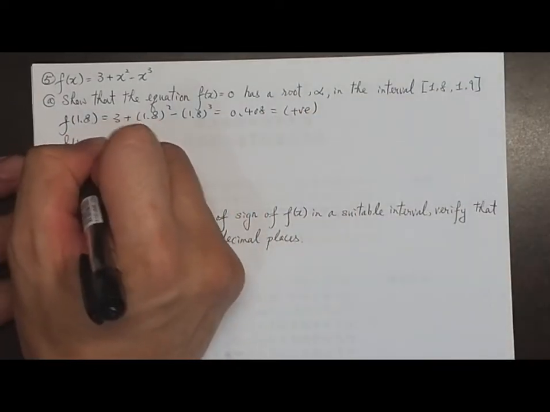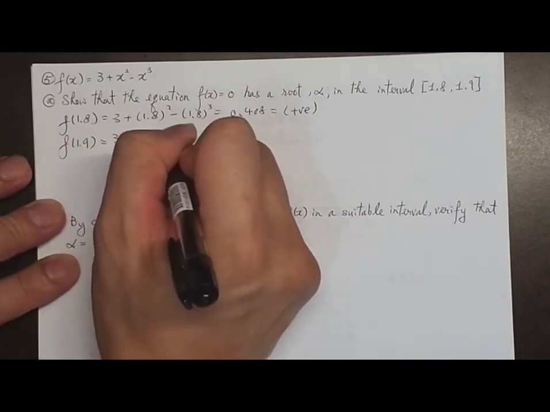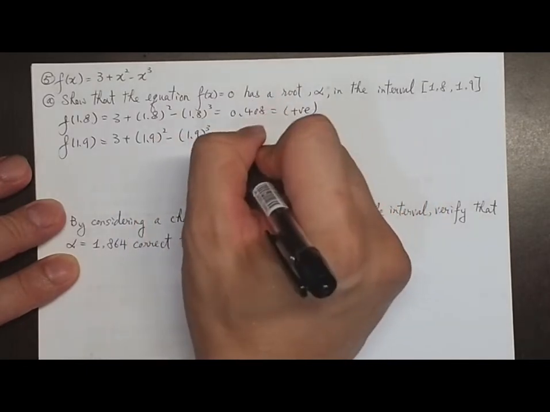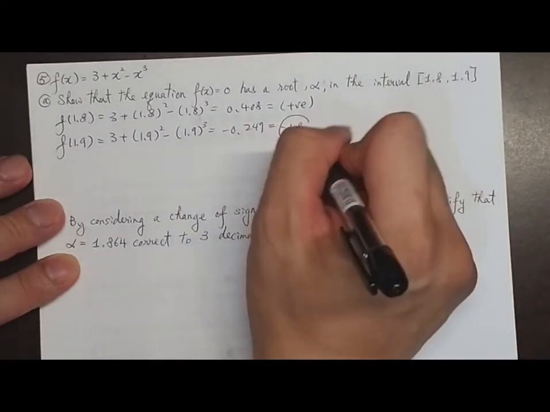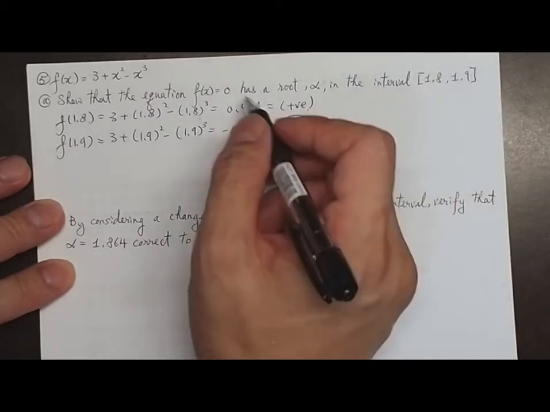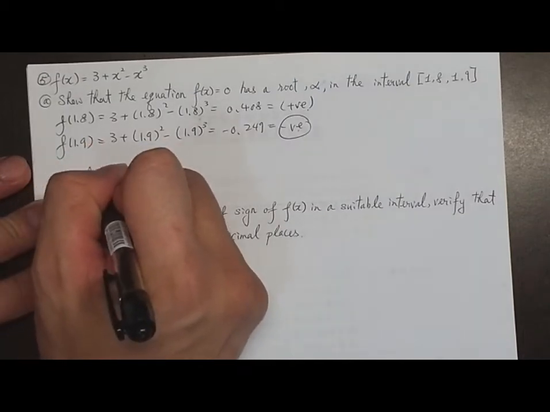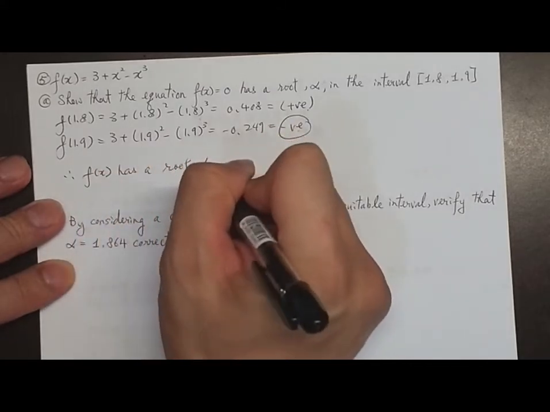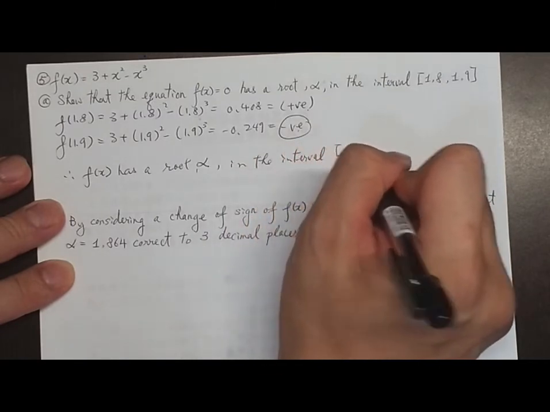This one is a positive number. So f(1.9): 3 + 1.9² − 1.9³, and we have −0.249. We have a negative value and a positive value here. So in this interval there is at least one root. Therefore, we can conclude f(x) has a root alpha in the interval 1.8 to 1.9.